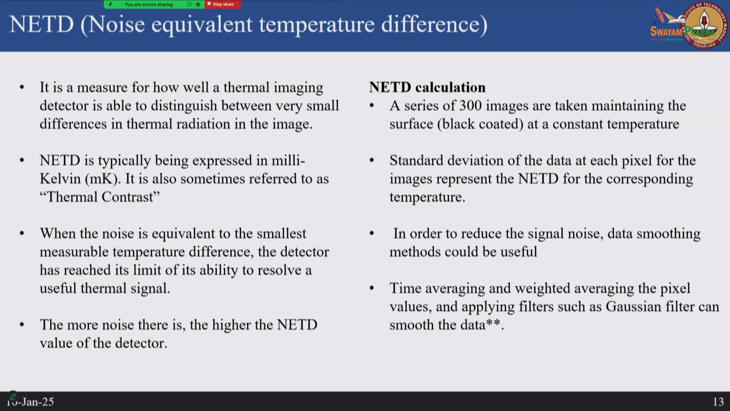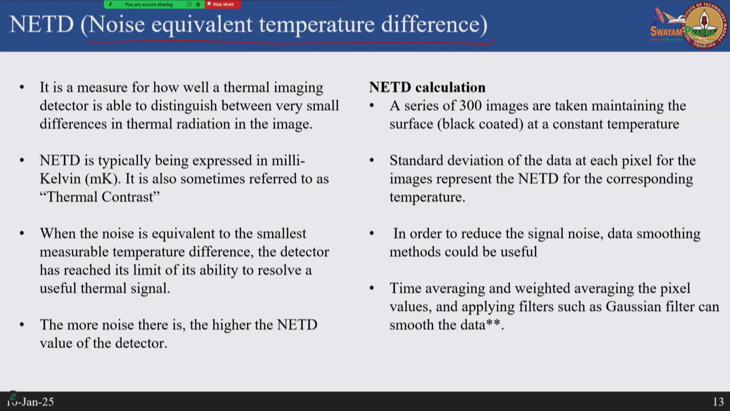So there is also another measure which you should know for a detector to know about its sensitivity. It is called noise equivalent temperature difference, and it is a measure of how well a thermal imaging detector is able to distinguish very small differences in thermal radiation in the image. For example, how do you do that? I will have an isothermal surface which is maintained perfectly isothermal, let us say at 300 Kelvin, and I use this IR camera and I take an image. So now when I process the image, I will be looking at what is the maximum temperature difference that this camera is actually detecting. Okay.